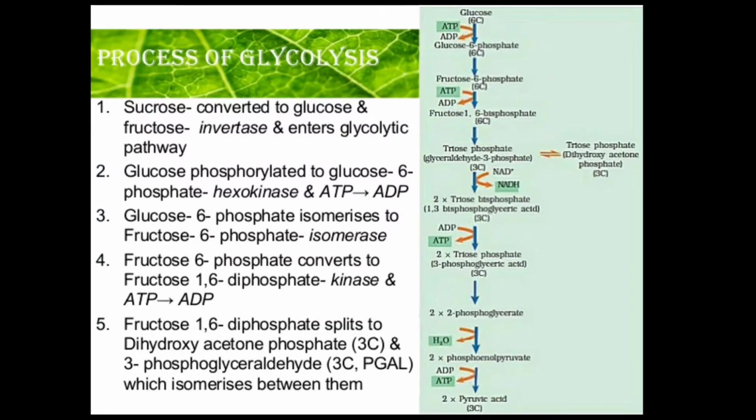Now this fructose 1,6-diphosphate splits and 2 3-carbon molecules are formed, the phosphoglyceraldehyde and dihydroxyacetone phosphate. Both these 3 carbon sugars are interconvertible, and dihydroxyacetone phosphate is converted into phosphoglyceraldehyde. So, 2 molecules of 3-phosphoglyceraldehyde are formed.